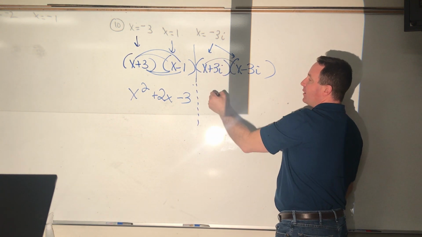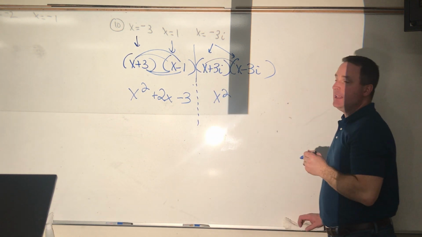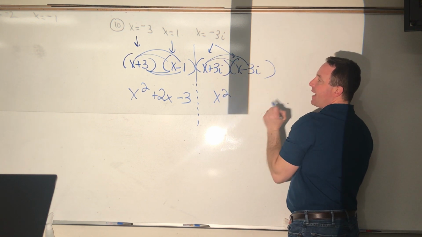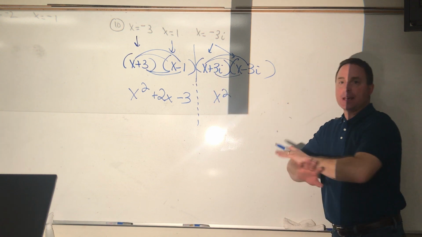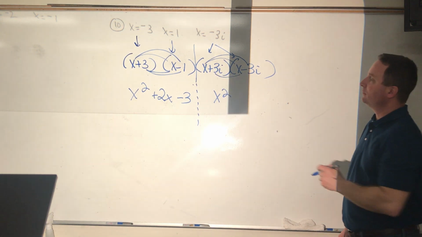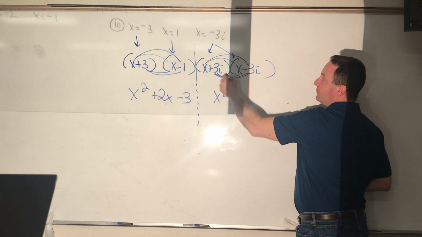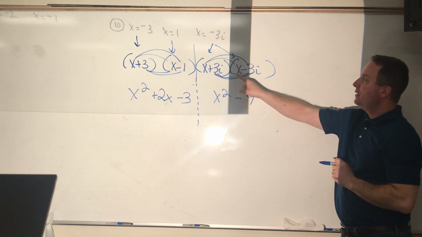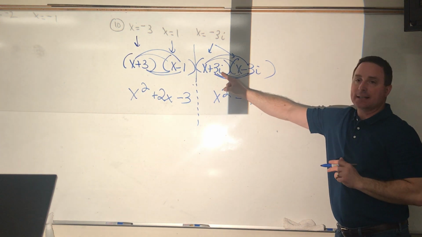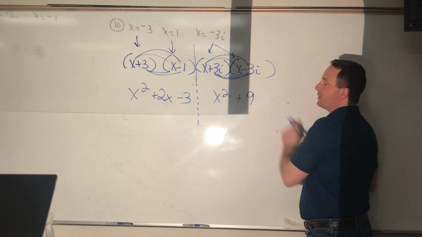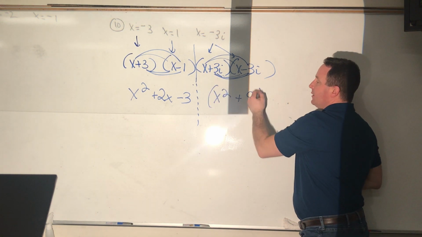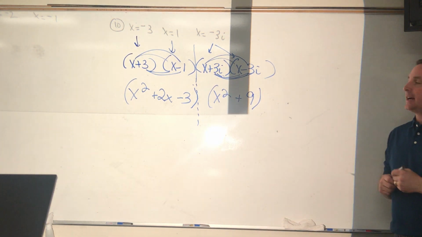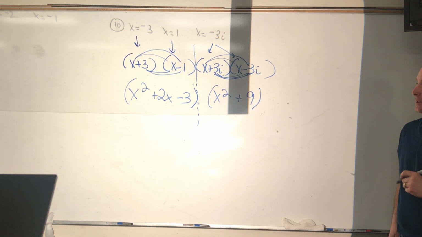When I FOIL this over here, I get x squared. And if you remember, these are conjugates, and the middle terms are going to cancel out. I get a minus 3xi and a plus 3xi. They cancel out. Now be really, really careful here. 3 times negative 3 looks like negative 9, but whenever you multiply two i's together, i times i makes it negative 1, or it changes the sign. So there's what that one multiplies to, there's what that one multiplies to, and now we have to multiply those two expressions together.